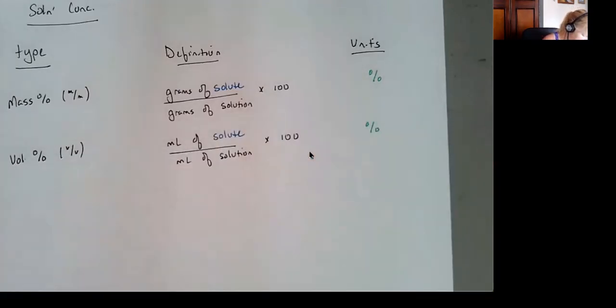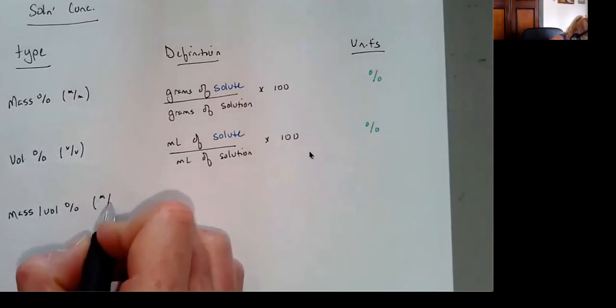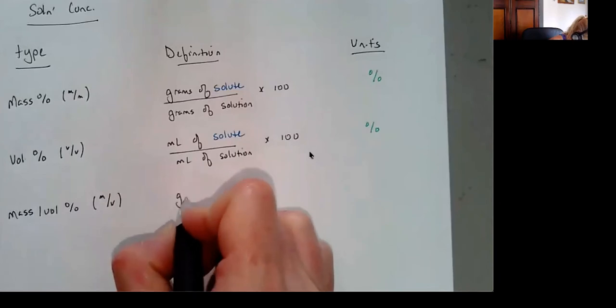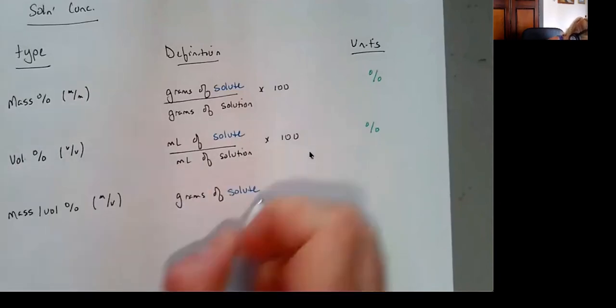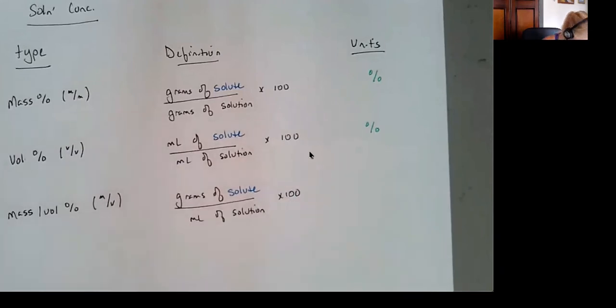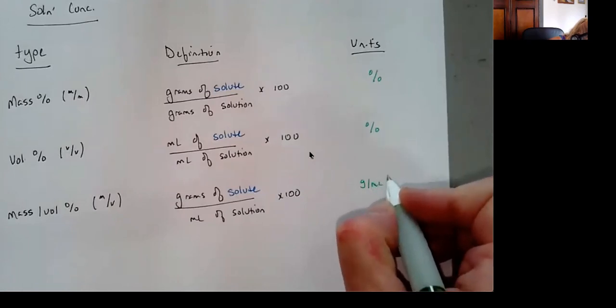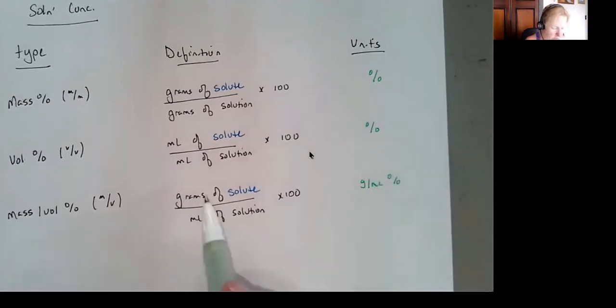I can also have mass-volume percent, and here I have mass over volume: grams of solute over milliliters of solution times 100. This also gives me units of grams per milliliter percent. So now my units don't cancel out.